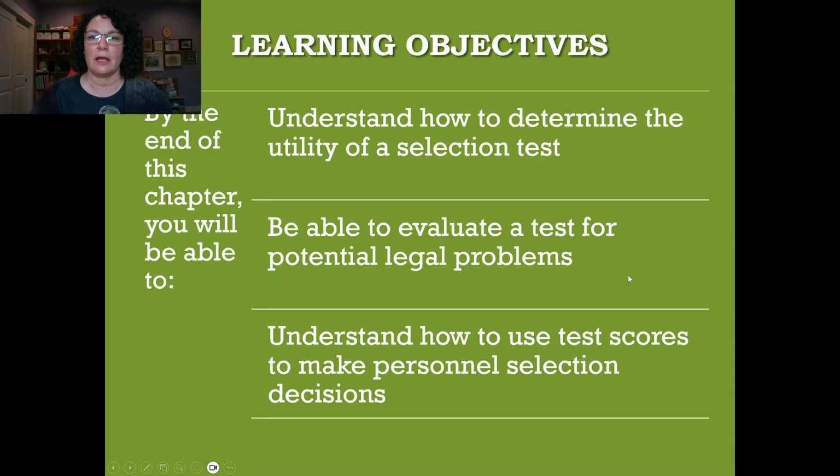I didn't edit this one very well, but by the end of this chapter, now that you've completed all this, you should be able to understand how to determine the utility of a selection test, not mathematically, but in concept. You should be able to evaluate a test for potential legal problems. We went over all those biases. And you should be able to understand how to use test scores to make personnel selection decisions. Let the numbers guide you rather than subjective decisions, and make sure that if the numbers are telling you to do something biased, go back and look at it again and ask for new tests.